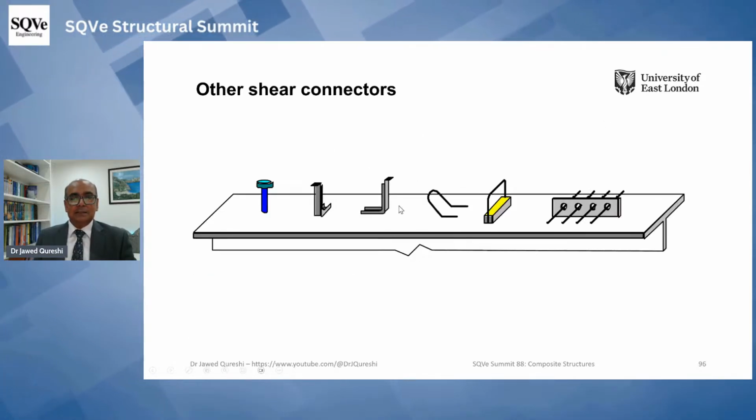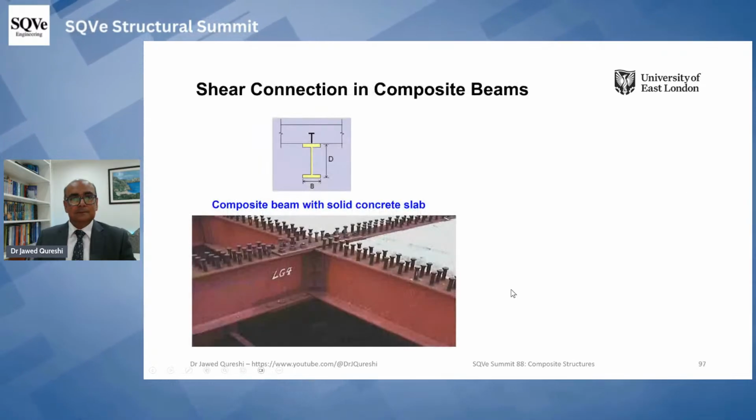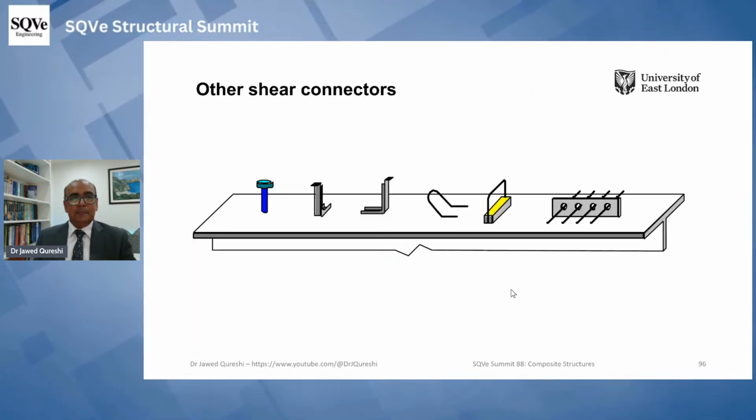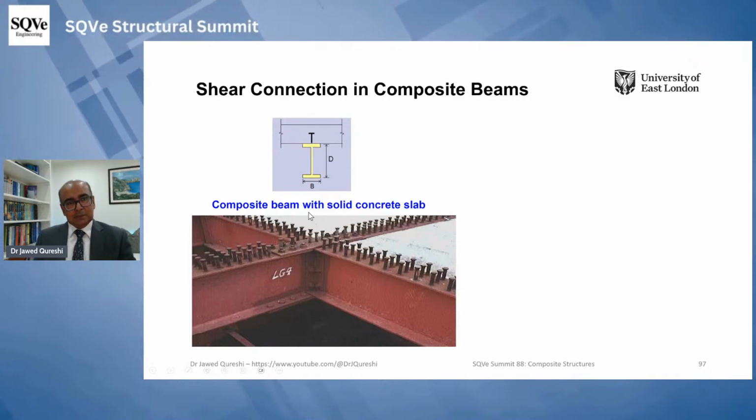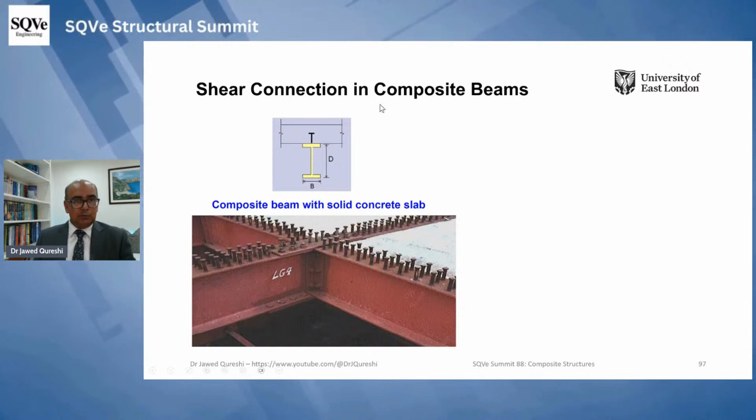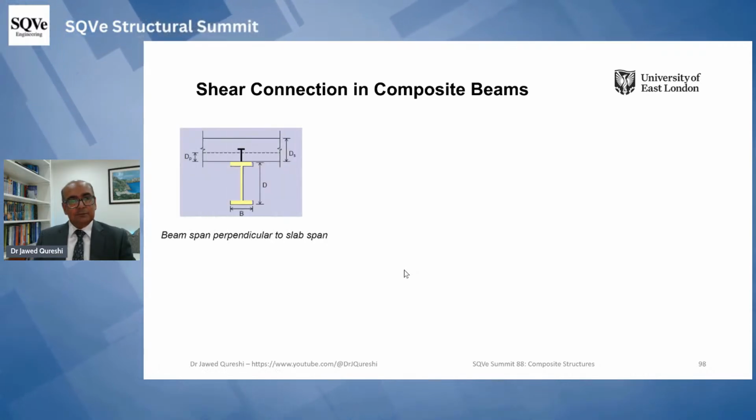Now, these are some other types of shear connectors. And how do we ensure shear connection in composite beams? This is an example of solid slabs. So in solid slabs, we just pre-weld these shear studs, and then we pass reinforcement and we construct a reinforced concrete slab.